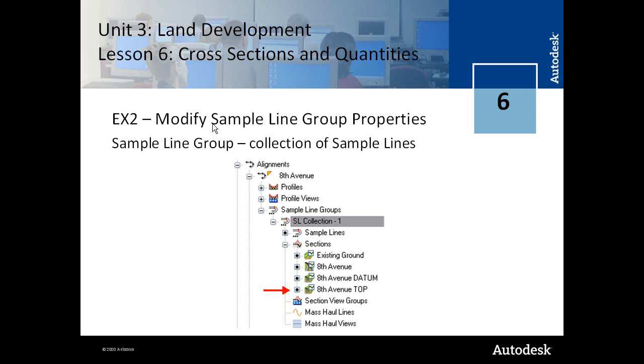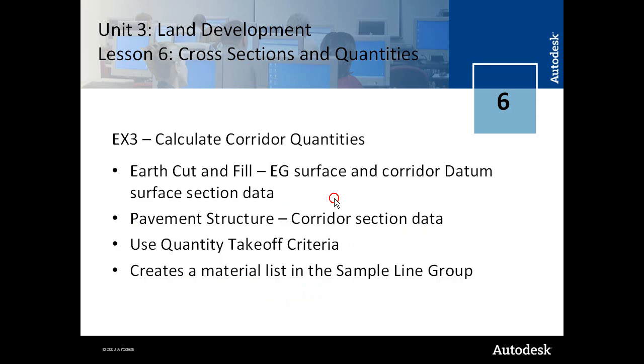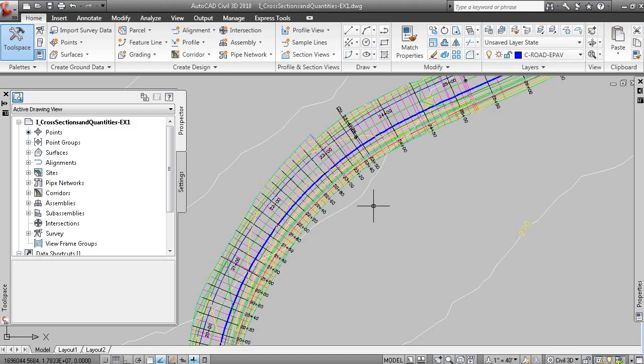So in Exercise 2, you learn how to modify the properties of the sample line group, and that is essentially the collection of sample lines in Prospector, and that's what we'll have a look at right now. So you can sample more data sources in your sample line group. You can delete and edit sample lines. You can also change the width of the sample lines.